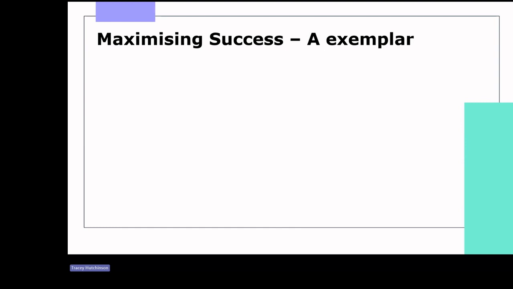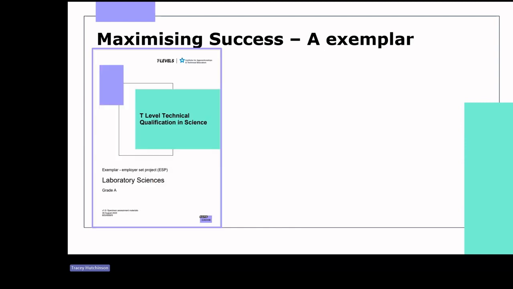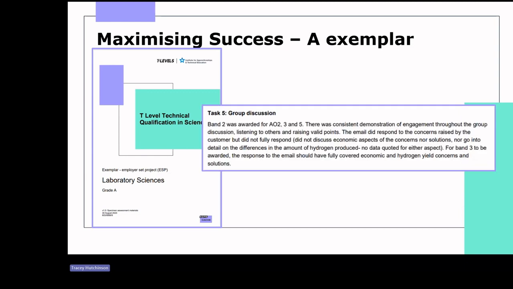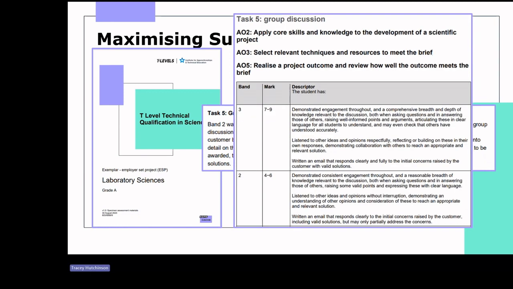So now we're going to explore how to maximise student success. We're going to use the Autumn 22 Grade A exemplar and the examiner commentary from the task to highlight key areas that can maximise success, alongside the descriptors for the band's marking criteria awarded for each AO. Using this as an example process, this could be applied to the C exemplar, giving a way to measure student achievement.